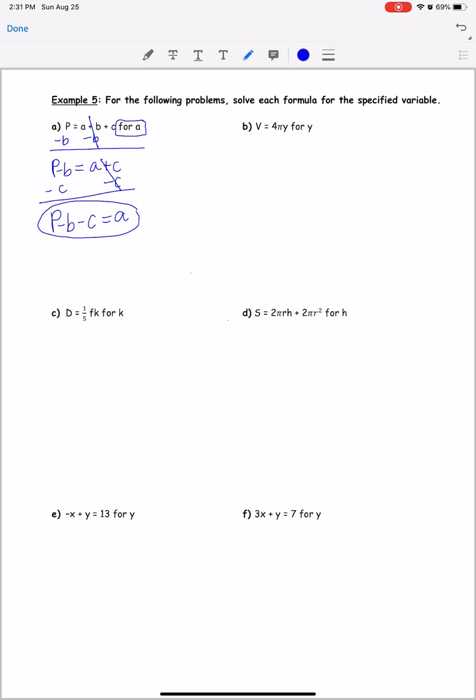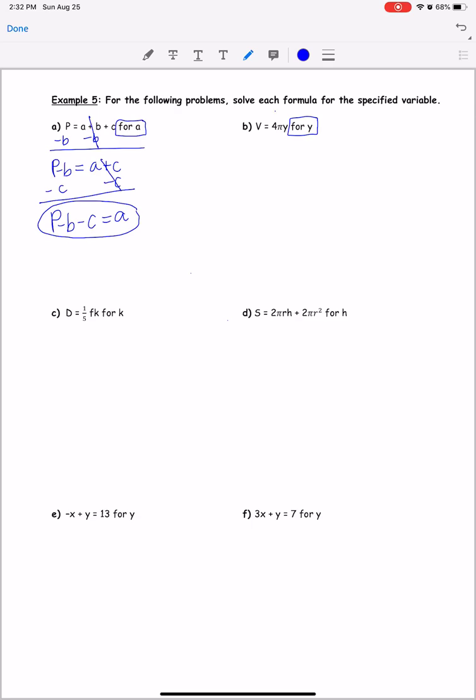I think a lot of times these aren't very popular because this answer looks very unsatisfying. It's just rearranging those letters. Just use your properties of equality to figure those out. On B, we have V equals 4 pi y, and I am wanting to solve this for y. Well, this one's actually a really nice one because it's just one step.